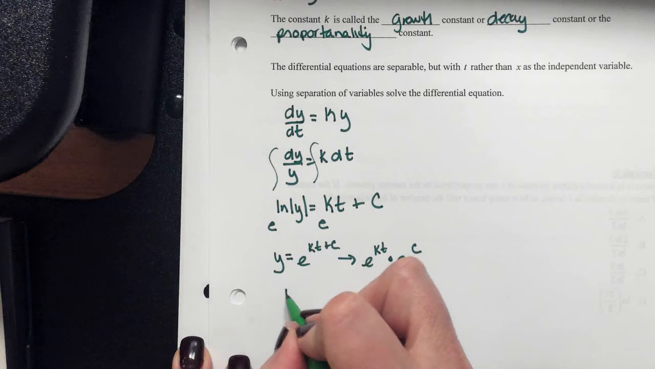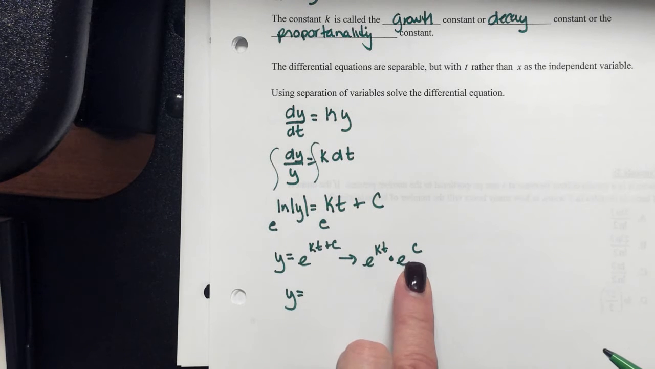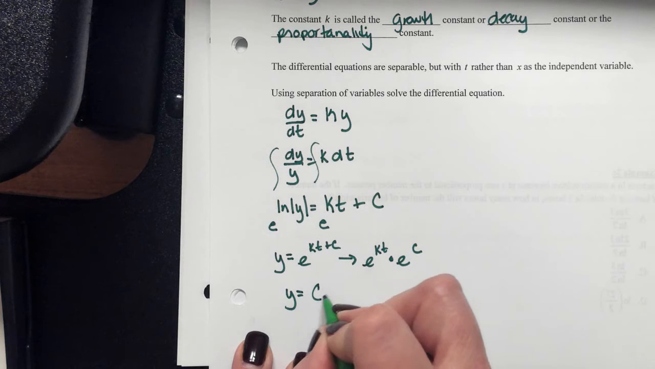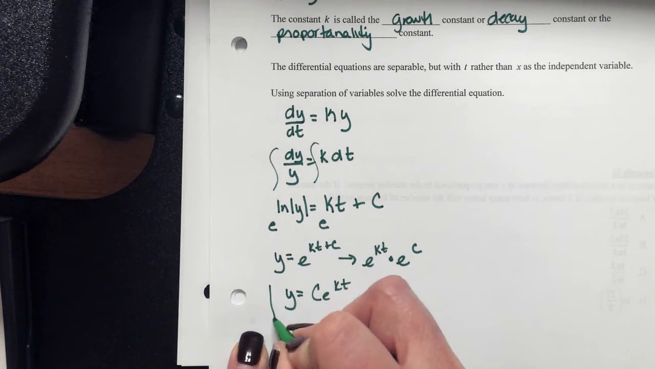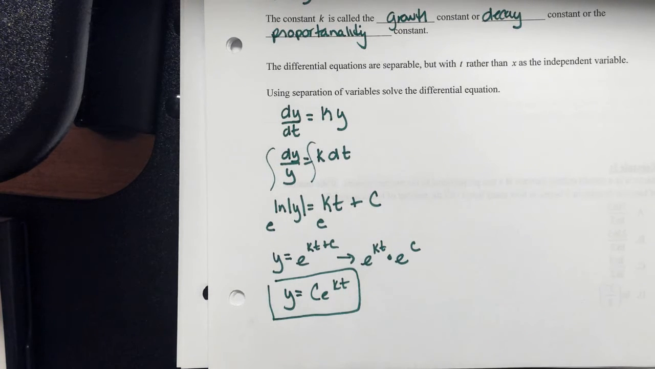So another way to write this is going to be, what is e to the c? e to the c is just a what? Constant. So C times e to the kt. And remember, that is your exponential growth or decay model. All right, so any questions on using separation of variables to help you solve for an exponential growth or decay model?